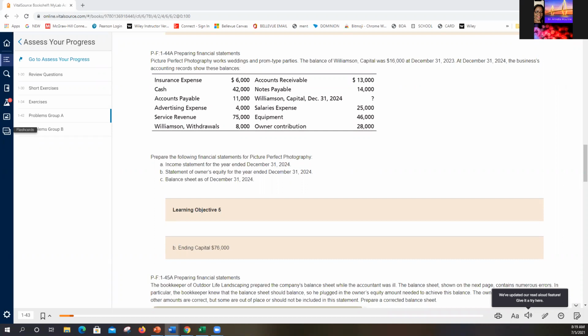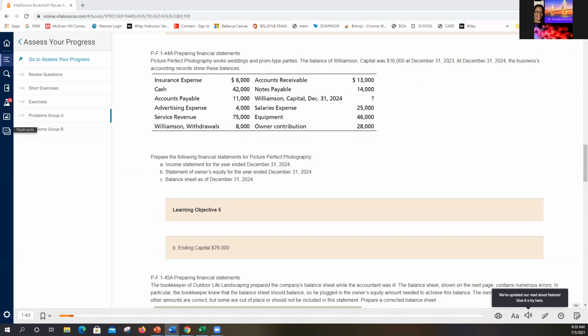Here we're going to take a look at a problem in chapter 1. It's problem 1-44A, preparing financial statements. In this problem, it states that Picture Perfect Photography works weddings and prom type parties.